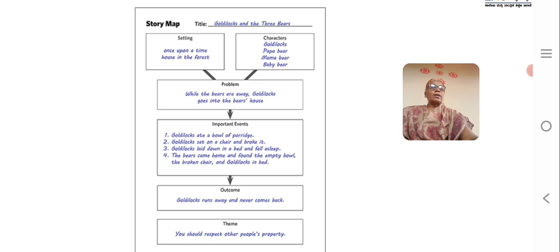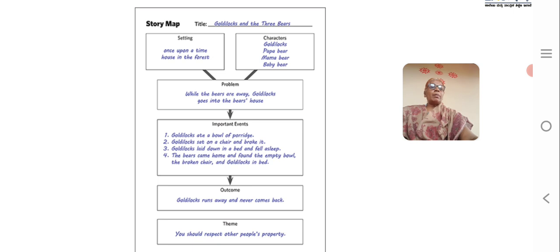Who are the characters in the story? We have Goldilocks, Papa Bear, Mama Bear, and Baby Bear. This has to do with the setting and characters and the title. So, what is the plot? The problem in the story is while the bears are away, Goldilocks goes into the bears' house. That is where the problem begins, the conflict begins between a human and an animal.